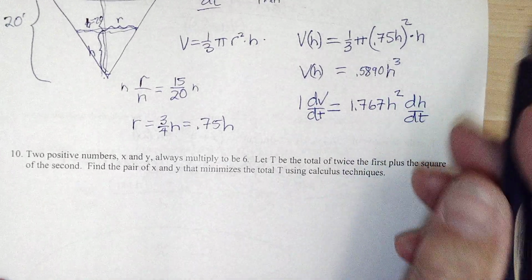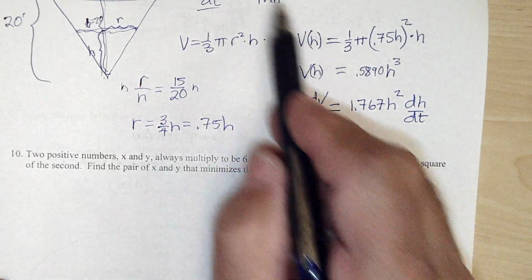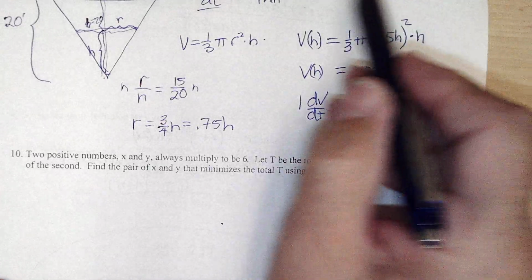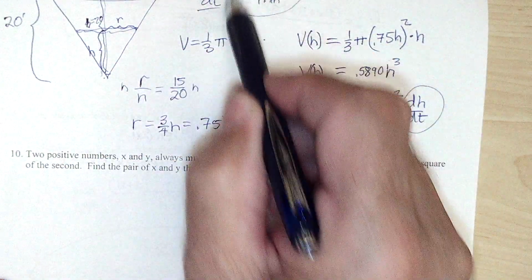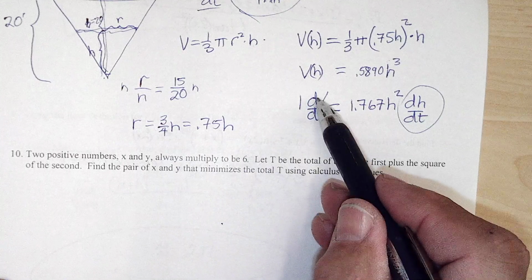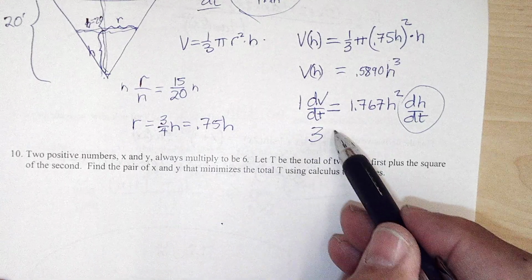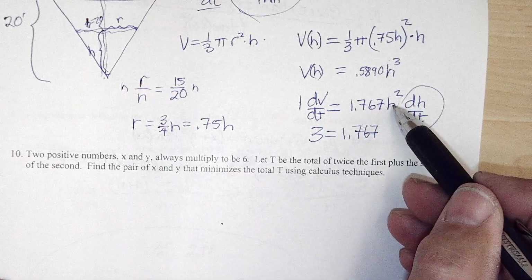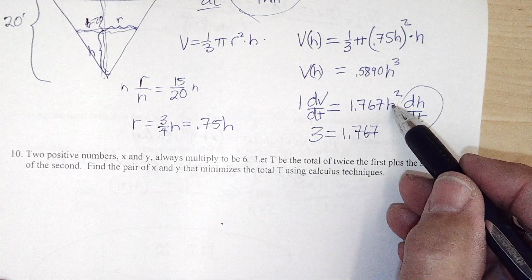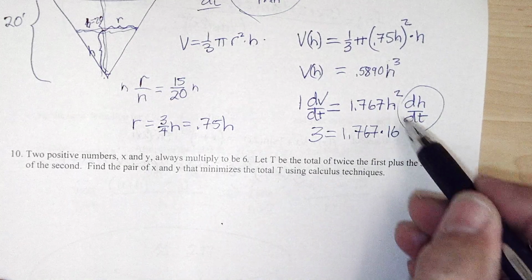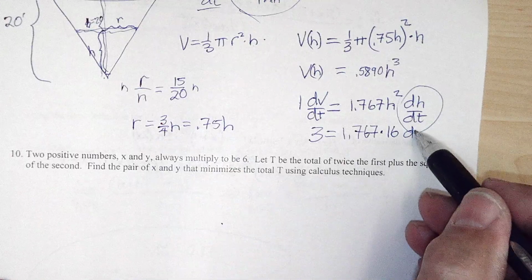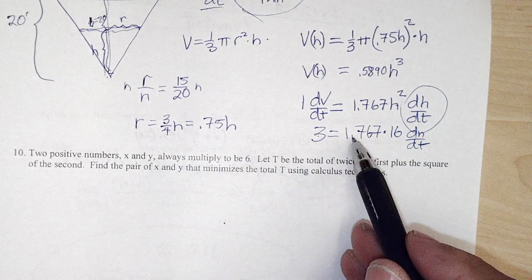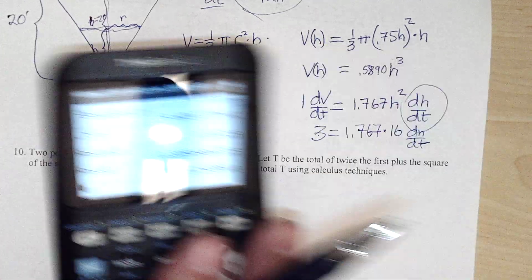And then we're supposed to figure out the rate of change of the height. So we're trying to find this when the volume is changing by this. So I got to put 3 there. So this is 3 equals 1.767 times, what's the h? Oh, 4 feet deep. So times 16, 4 squared, dh/dt. So I got to take 3 divided by this and 16.